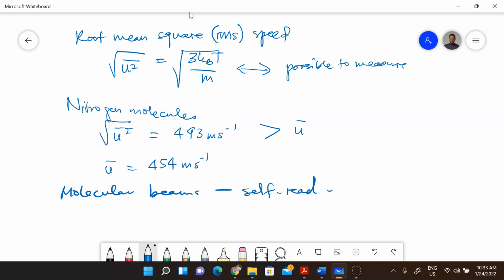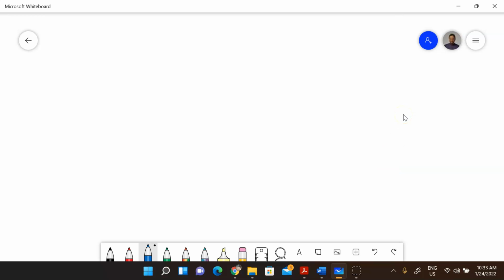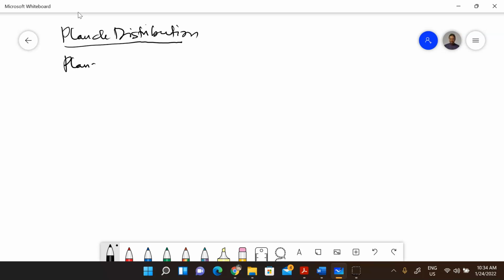Okay, so let's move to the things which is a bit more of interest to us, which is Planck's distribution. So again, I'm going to just simply clear it. Okay, so Planck, so this is a different chapter here. So Planck in the 1900s gave the theory of black body radiation.